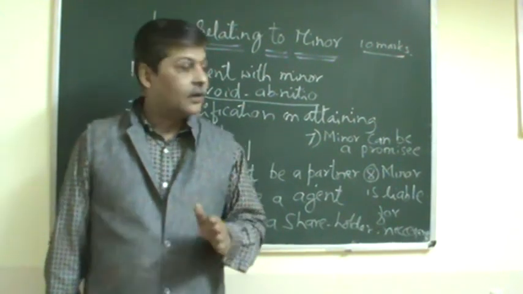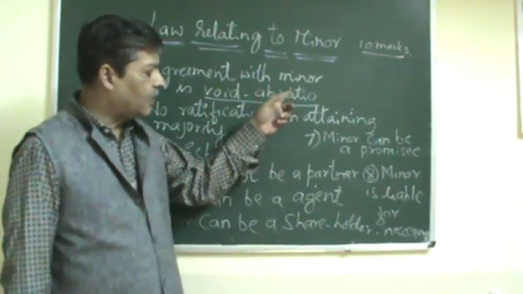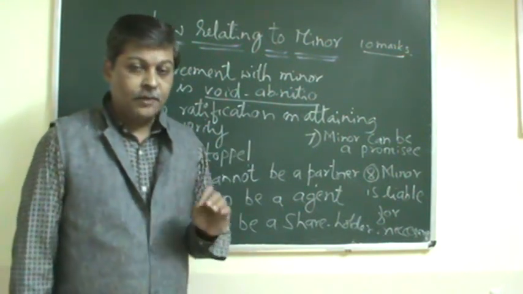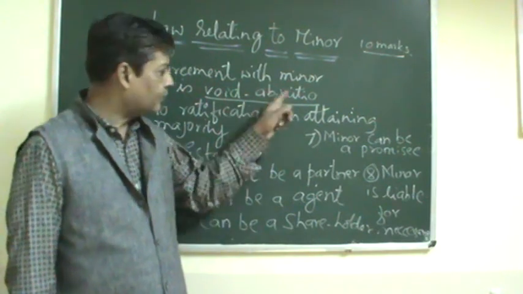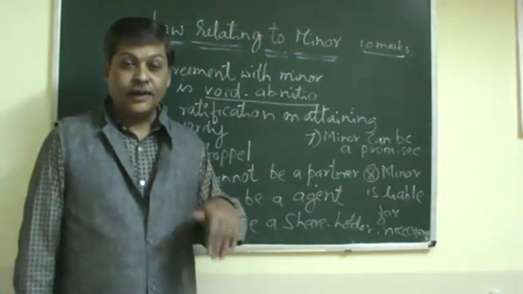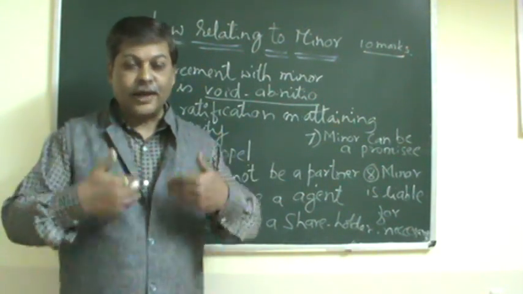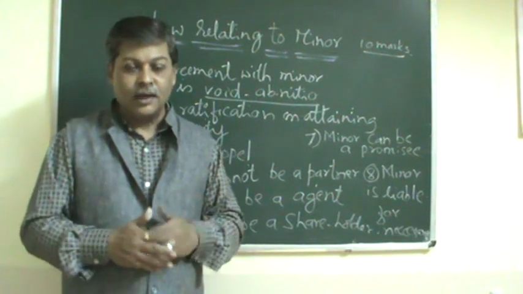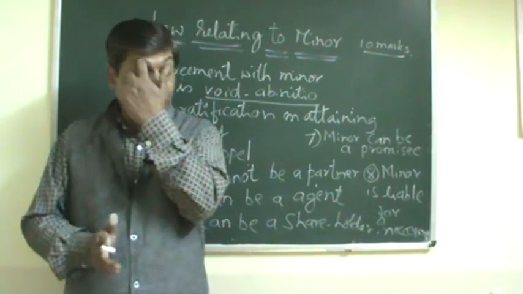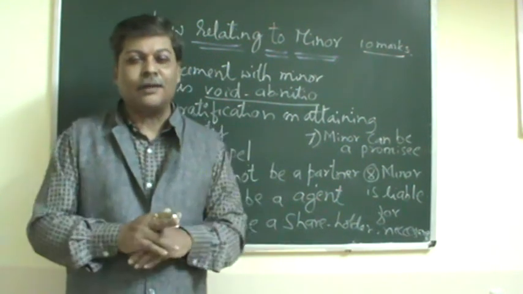Law is always in favor of the minor, and hence it has expressly declared any agreement with the minor is void. This is the first rule that is applicable, and the case is Mohri B.B. versus Dharamdas Ghosh. The second one: no ratification on attaining majority. Ratification means whatever you have done previously, any act, you are going to ratify it, you are going to accept it. Now, no ratification on attaining the age of majority by a minor.